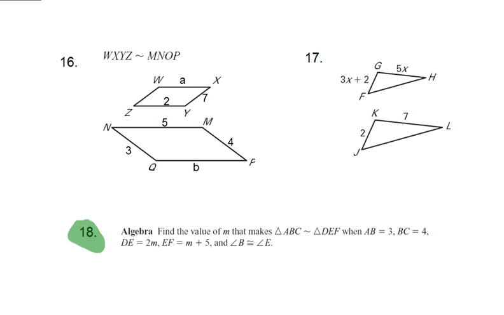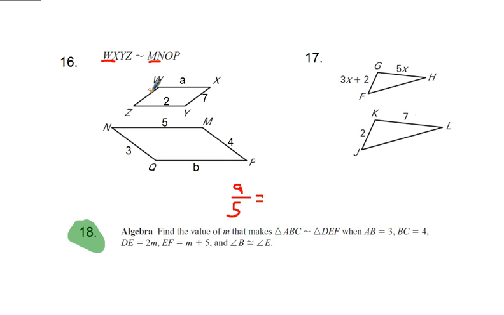Alright, our last set of problems here. We're given that these are similar, and we need to find some missing values of A and B here. All we want to look at is from that similarity statement. So, for example, WX has to correspond to MN. WX is A, and MN is 5, so we can set up that proportion.